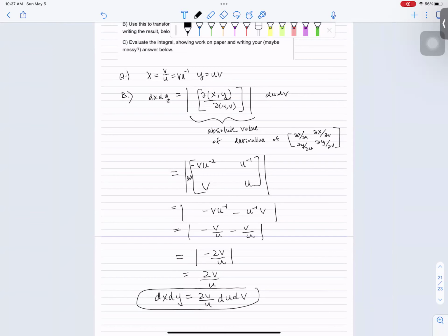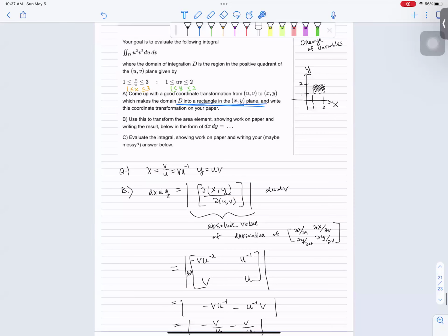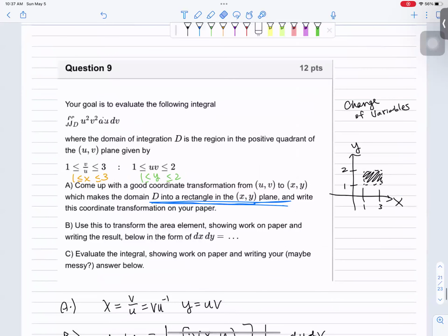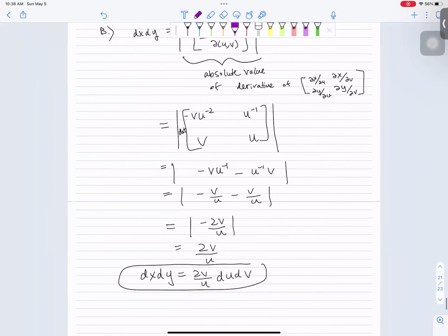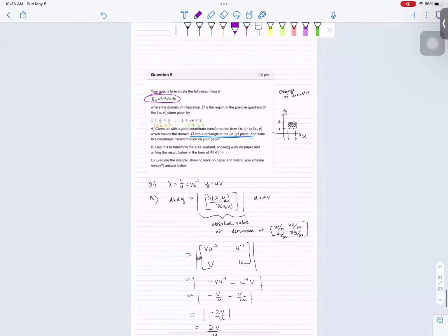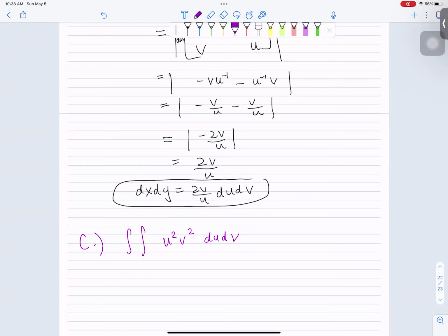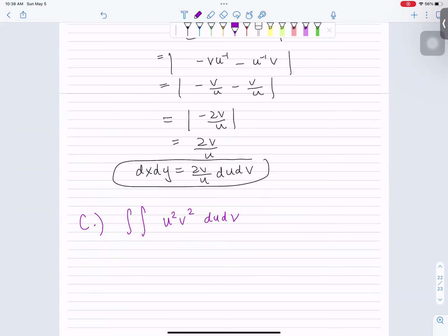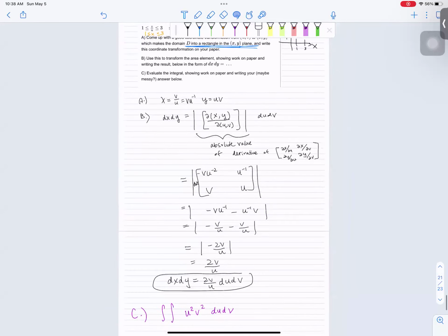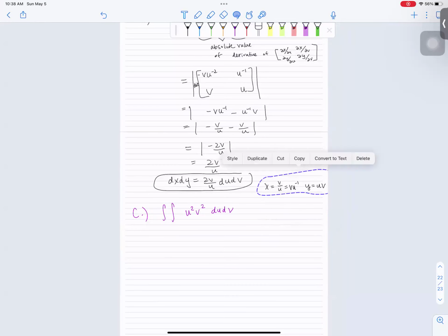Okay. Part C says evaluate the integral, showing work on your paper and writing your answer. The integral they want us to evaluate, they gave us at the very beginning. They want us to do the double integral of u squared v squared du dv. That's what they want us to find, as shown in the problem. Okay, how do I do change of variables? Also, let me write what my x and y were again. X was that and y was that.